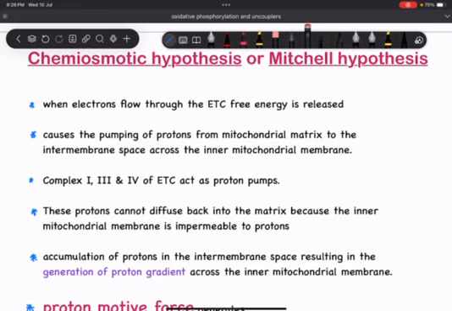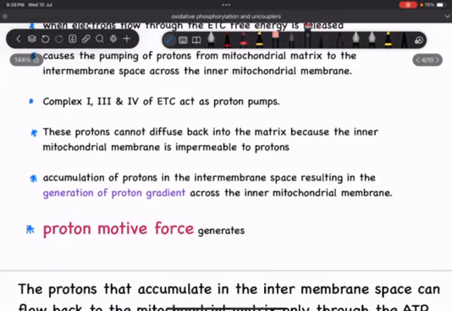These protons which are transported from the matrix to the intermembrane space cannot diffuse back into the matrix. Why? Because the inner mitochondrial membrane is impermeable to protons. So what will happen? There will be an accumulation of protons in the intermembrane space. So there will be more protons in the intermembrane space as compared to the matrix. So there will be generation of a proton gradient because there is a difference in the concentration of the protons. So it generates a proton motive force. A proton motive force is generated as a result of the proton gradient.